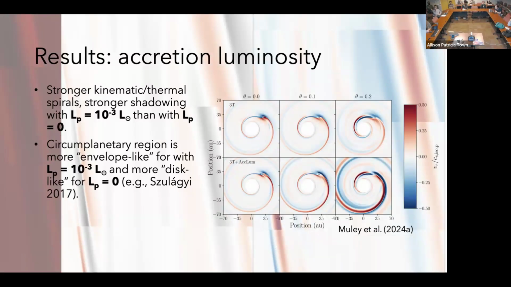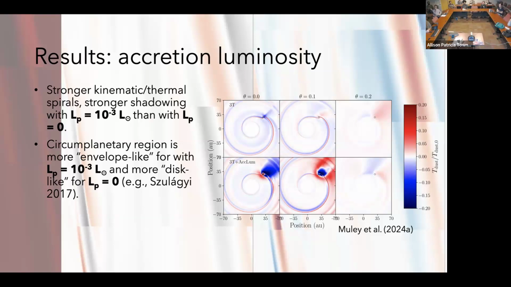Now let's talk about accretion luminosity. I tested two different ones. This is a fairly high value, of course, compared with 0. I wanted to bracket the range of possible accretion luminosities that planets could have. So when you have these very high accretion luminosities, you actually get a much stronger planet-driven spiral, particularly in the upper atmosphere.